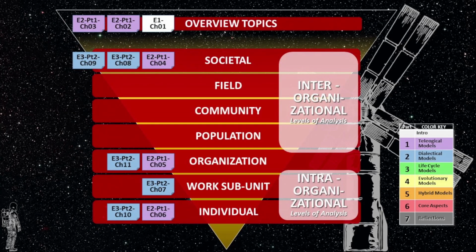So before I talk about how the dialectical models of change impact the space sector, I wanted to map out where each of the chapters we're covering falls on the hierarchical level of analysis chart. The first 3 chapters of the handbook fall into the category of overview topics and are not really part of the org theory hierarchy. Chapter 4, 8, and 9 are at the highest societal level of analysis, and the rest of the chapters are at the organizational level, chapters 5 and 11, or the intra-organizational levels, including chapter 6, 7, and 10. It'll be interesting to see how this chart fills up as we progress through the rest of the handbook.